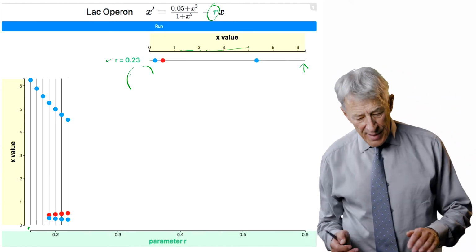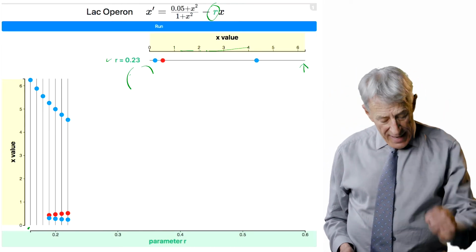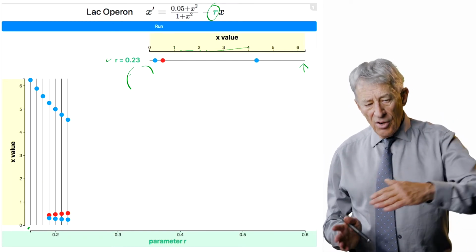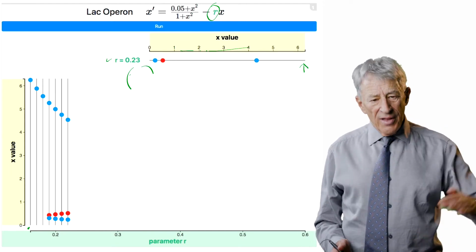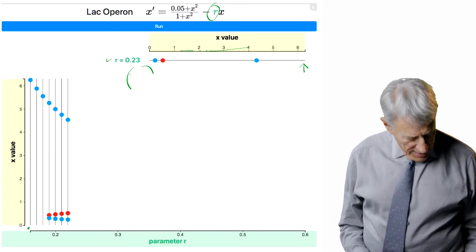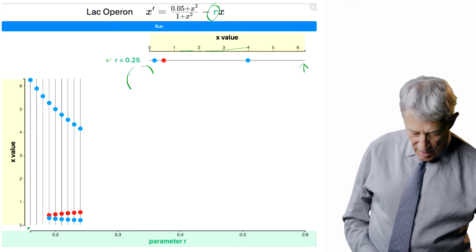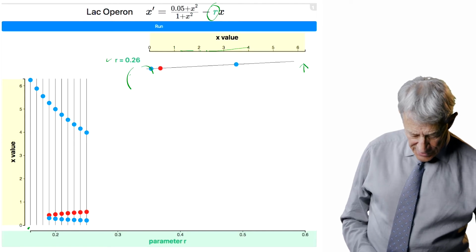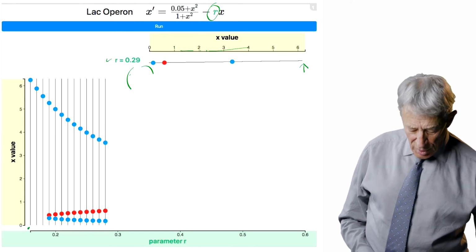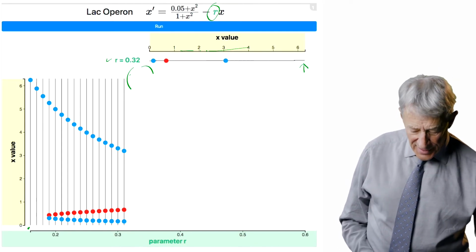Now you're beginning to see what's happening. The high equilibrium point is coming down, and the new pair of an unstable and a stable are starting to separate from each other as the unstable is heading up and the stable is heading down. So where is this going to end? Well, here's a higher value of R, 0.26, 0.27, 0.28. Still, the two lower equilibrium points are separating from each other, and the high equilibrium point is coming down.